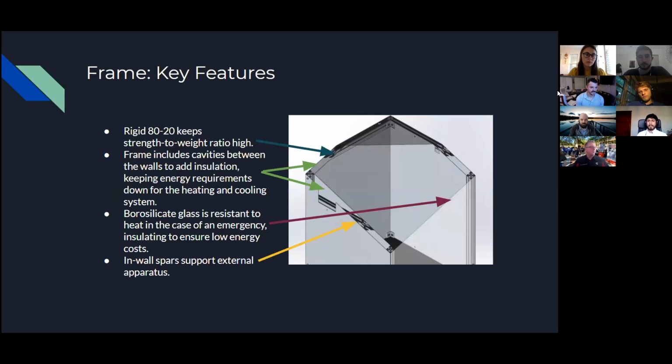Some of the key features that we have in the frame are cavities to ensure insulation. We'll probably use a polystyrene foam to insulate in between those cavities. It's sort of sandwiched in between the sheet metal, if you can see on that cutaway. The front door is made of borosilicate glass, which is essentially just Pyrex, in order to be able to view the specimens and also being heat and chemical resistant itself. Also, we have spars inside the walls to mount various apparatus, which we'll get to in the next couple slides.